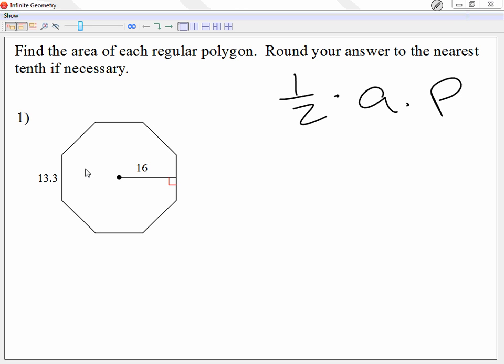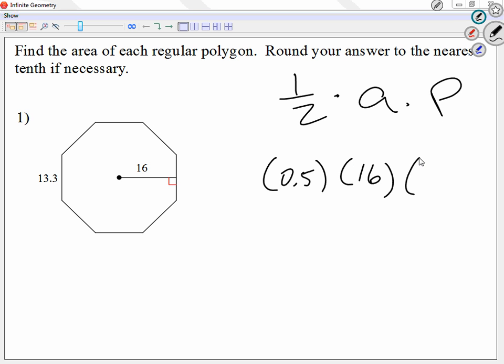There's 8 sides. So for the perimeter, I'm going to go 13.3 times 8. Since we're more likely going to use a calculator, I'm going to use decimals. 1/2 is 0.5. The apothem in this case is 16. For the perimeter, 13.3 times 8 is 106.4, right? All right, so if you guys go 106.4, to repeat it, then you do that.